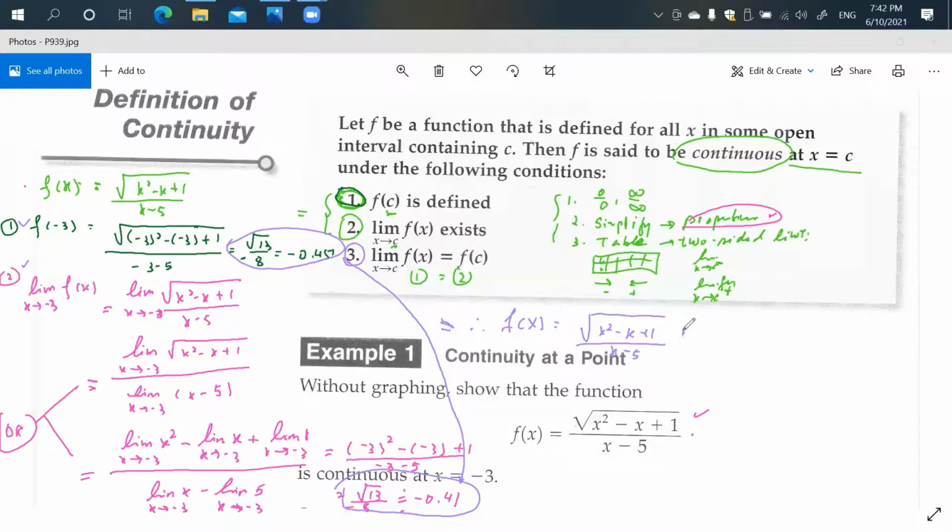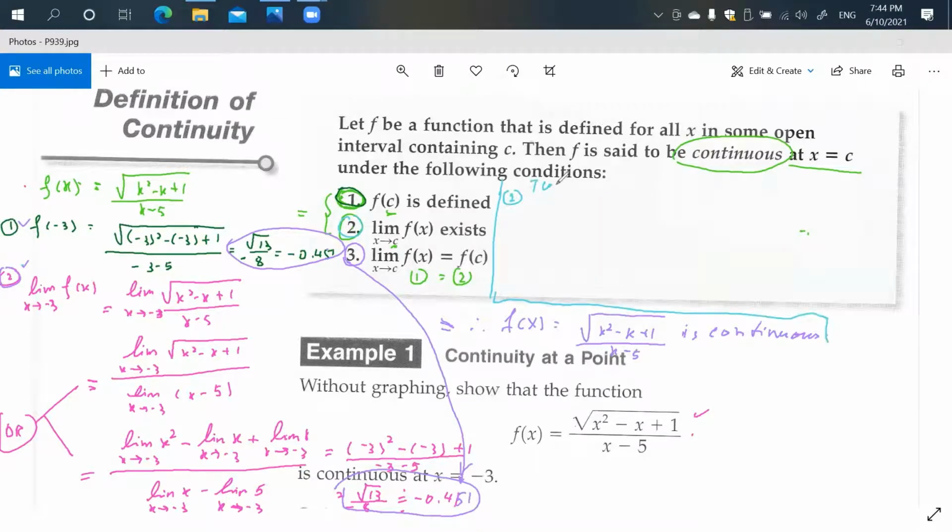this function is continuous. Okay, because these get to the same value. It's equal to -0.451, sorry here. Okay, so they are equal. This one you show by this second step here. You do it by property of limit.